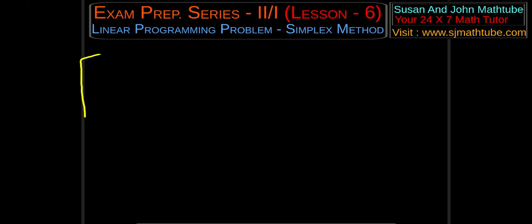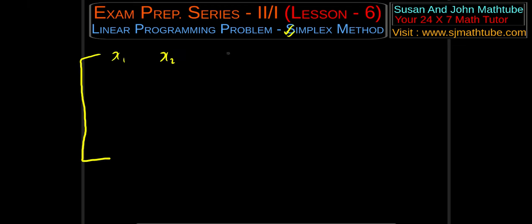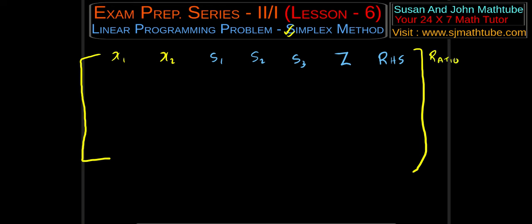So I'm going to write my initial matrix. I told you it's slightly different from the method you see in most of the textbooks, but it will save a lot of time. Trust me, it will save a lot of time in your exam. So let's count the number of variables. Only x1, x2. And how many slacks are there? There are 3 slacks over here, S1, S2, S3, and then Z, and then RHS. That's it. I'm going to close that matrix, and we can write ratio outside.